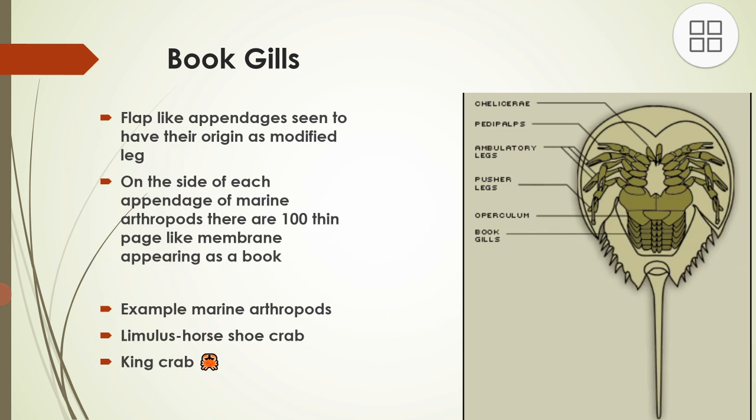Book gills. There is a difference between book lungs and book gills. Though both are found in arthropods, book gills are found in marine arthropods like crabs and Limulus, or horseshoe crab. Book gills are flap-like appendages that seem to have their origin as modified legs. On the side of each appendage of marine arthropods, there are about 100 thin page-like membranes appearing as a book. You can see the picture over here. I have shown the book gills. They look like pages of a closed book, but they are gills. Crabs and Limulus breathe through this structure.